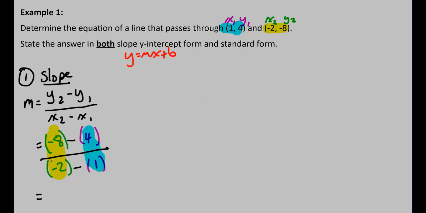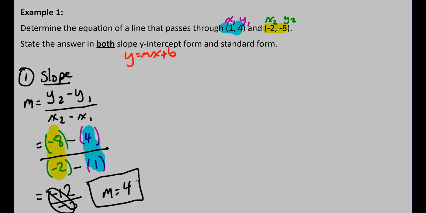And then you just do the math. So -8 minus 4 is -12. It is not -4. Be careful. Think of your integers. Like if it's -8 degrees outside and it's getting colder by 4, it's getting colder outside. And -2 minus 1 is -3. And this simplifies to +4 because -12 divided by -3, negatives cancel out, and 12 divided by 3 is 4.